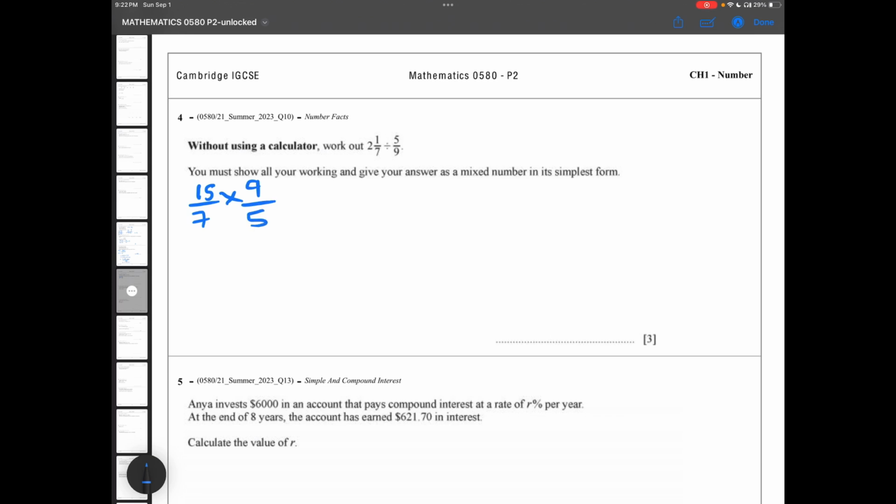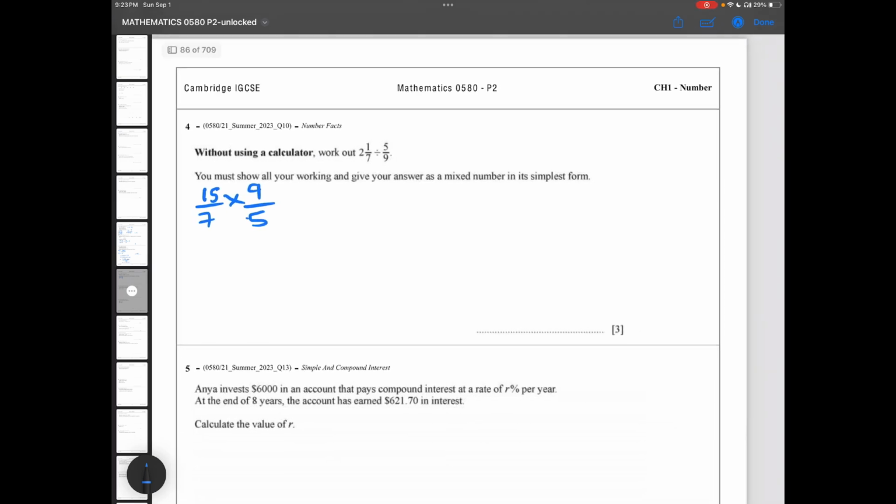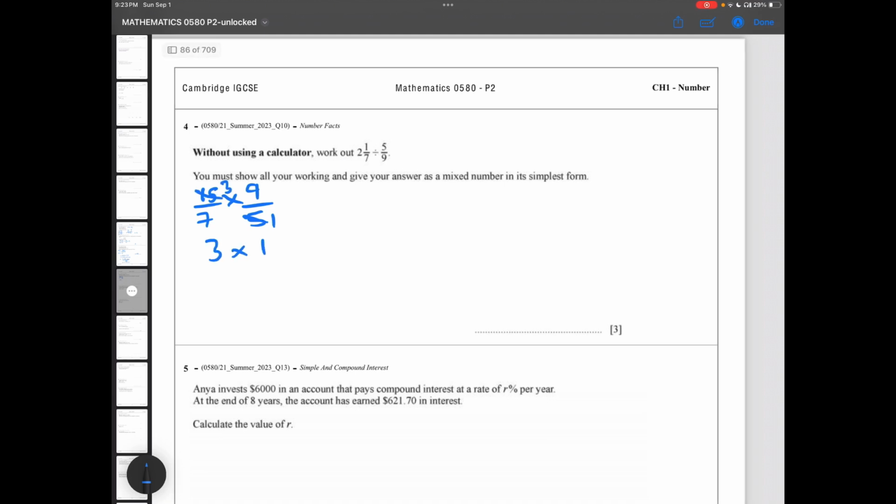So over here you can see that we can easily cancel out 15 with 5, right? 5 into 1 is 1, 5 into 3 is 15. So now we have 3 multiplied by 9 upon 7 multiplied by 1. Now we just multiply numerator with numerator and denominator with denominator. 3 into 9 is 27 and 7 into 1 is 7.